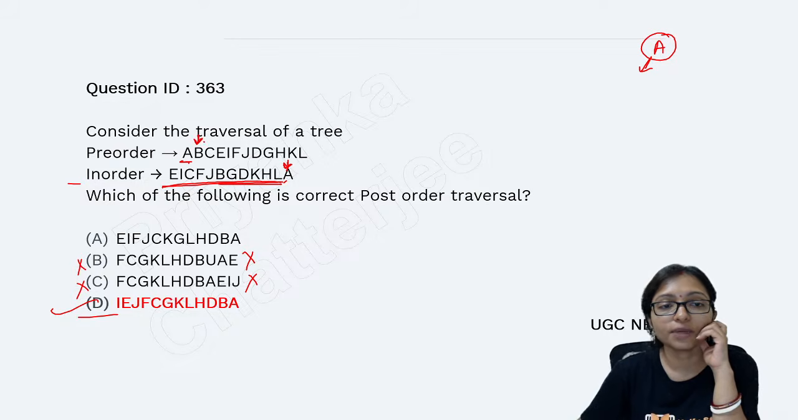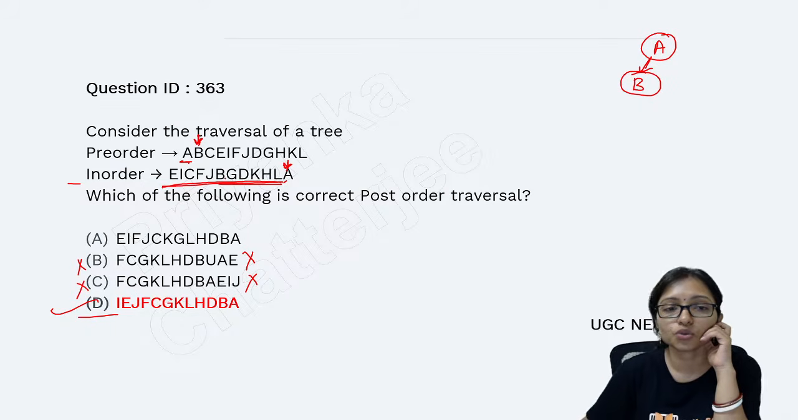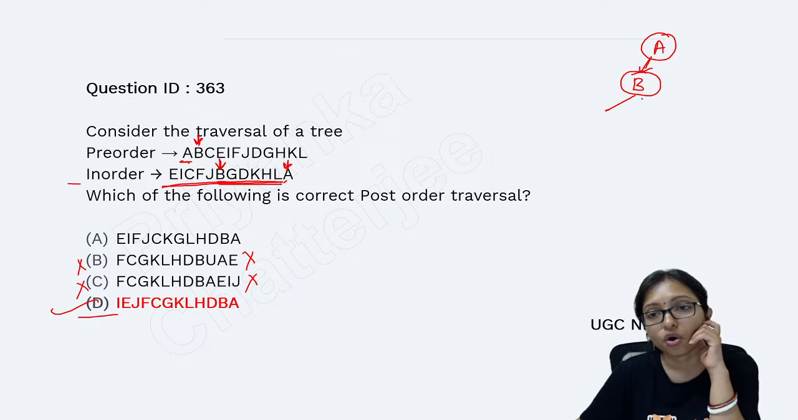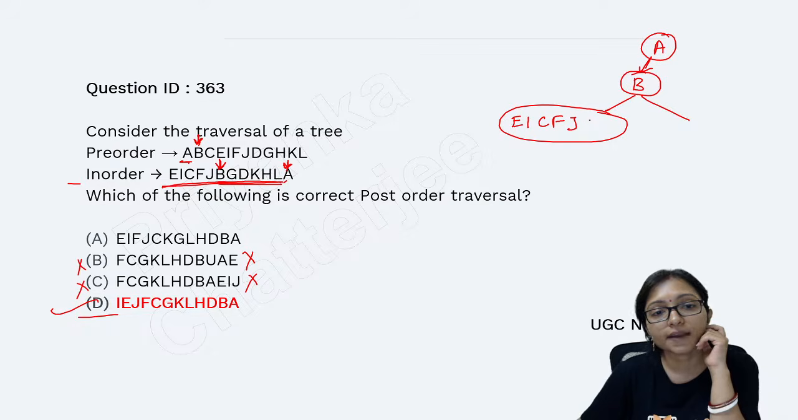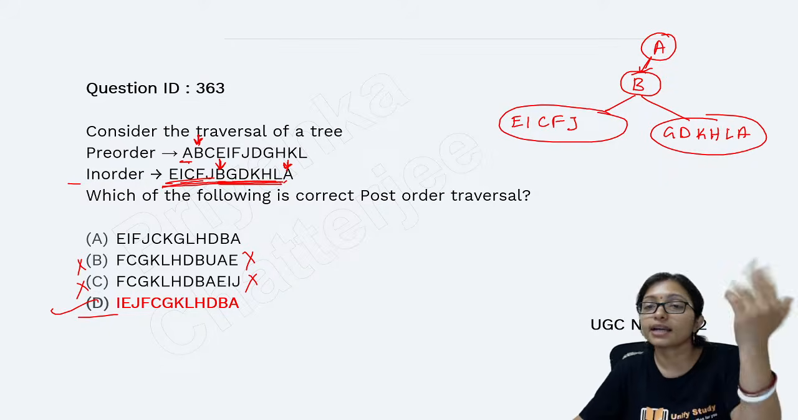Now go ahead to the next one, which is B. B is the next root. So whenever B is the next root, you can identify B here. In in-order, the elements E, I, C, F, J are all in the left of B, and G, D, K, H, L, A are all in the right.